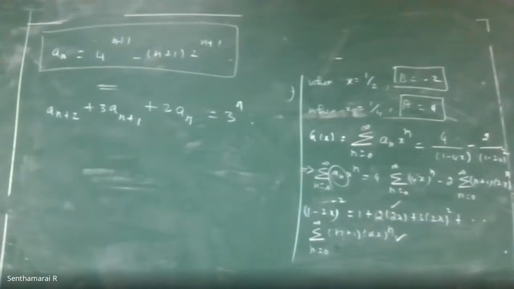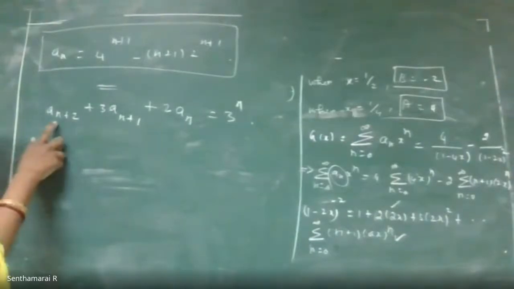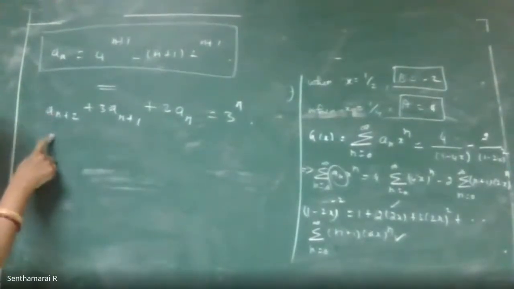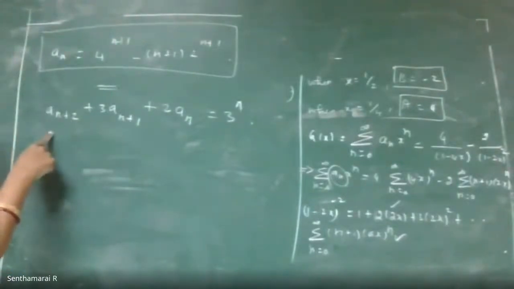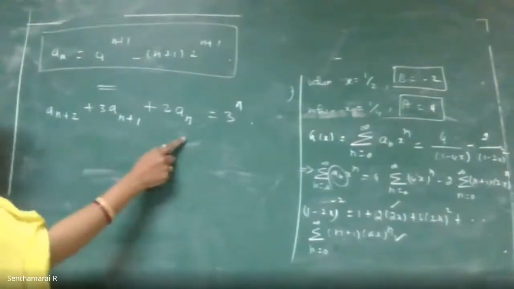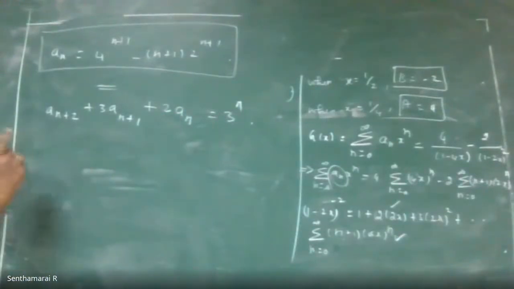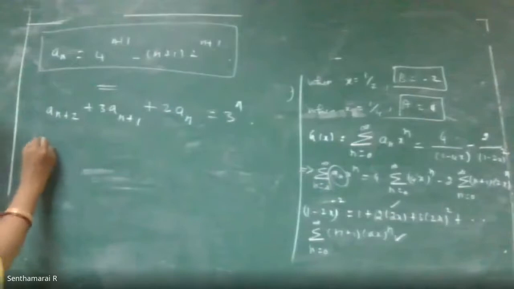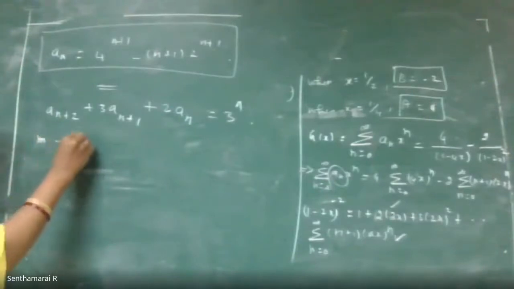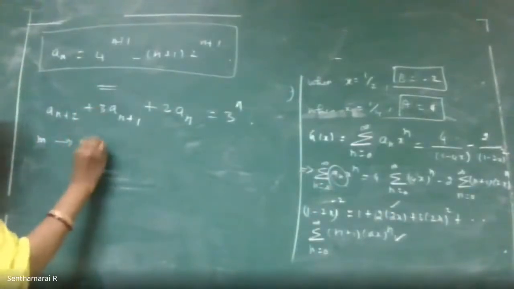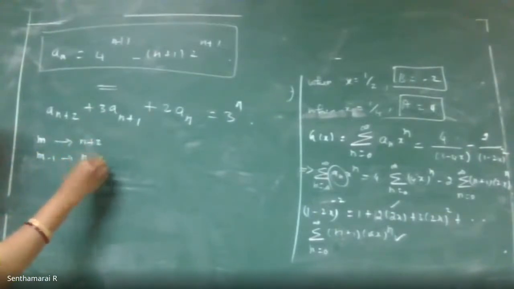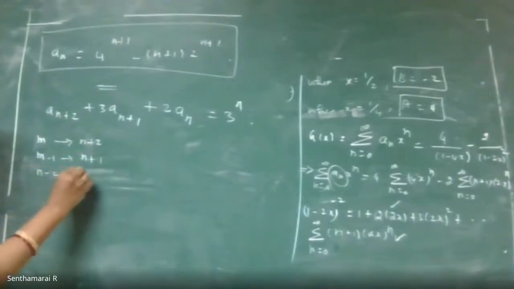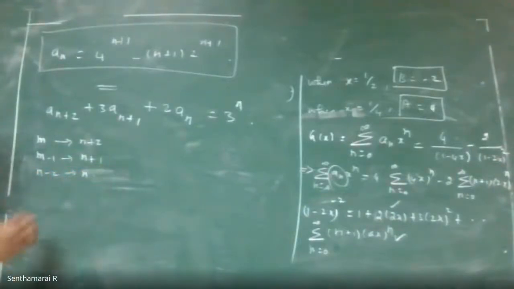Usually when we do a problem in generating function, we write the suffix terms as starting with n, n minus 1, n minus 2. Instead of that, in this problem, it is given n plus 2, n plus 1, n. So I am going to introduce one m. M is n plus 2. So m minus 1 is n plus 1. M minus 2 is n.